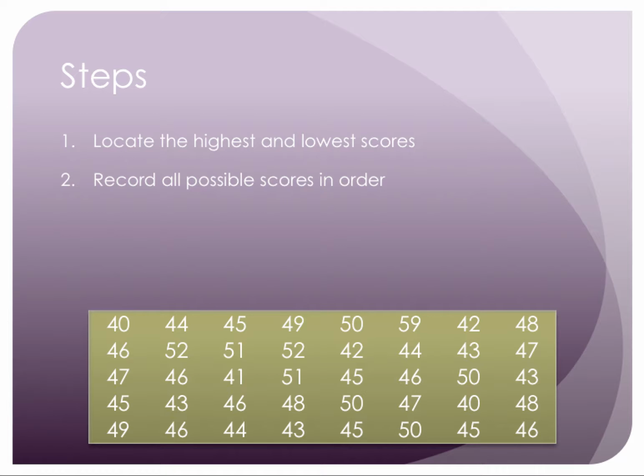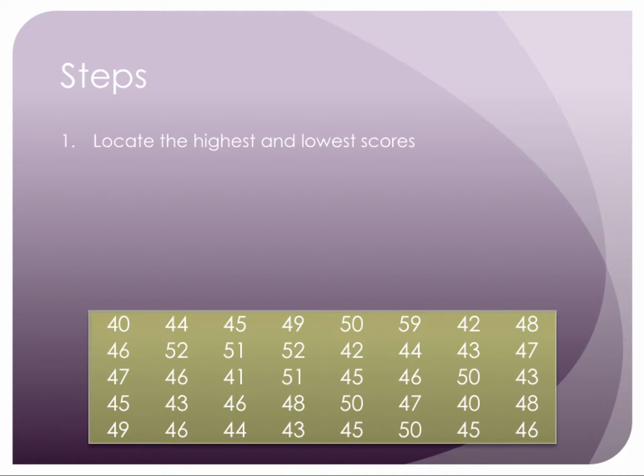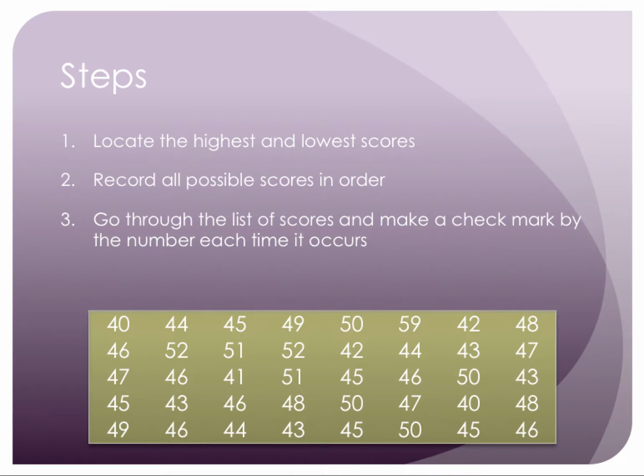Now, we're going to record all of our possible scores in order. I'm going to do this in Excel, so you don't have to deal with my handwriting, but you'll just do this on a piece of paper, and you can do it by hand. So for me, I've got the high score of 59, low score of 40, just in order down the line. So we've located the highest and lowest. We recorded all of them in order.